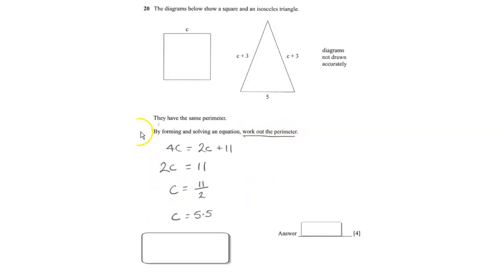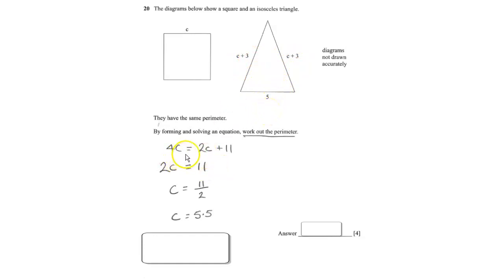So if we look at it, this one here says 4c is equal to 2c plus 11. The 4c comes from the perimeter of the square, which is c plus c plus c plus c, so 4 lots of c. And this one here is for the triangle. 2c plus 11 is the perimeter of the triangle. So c plus 3 plus 5 plus c plus 3. So that's 2c, plus 3 and 3 is 6, and 5 is 11.